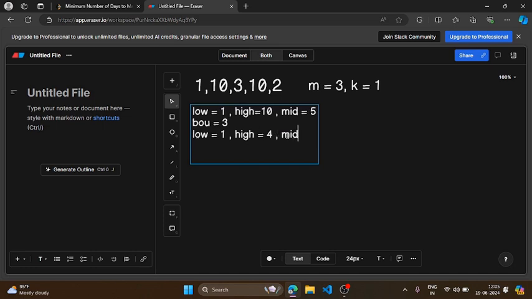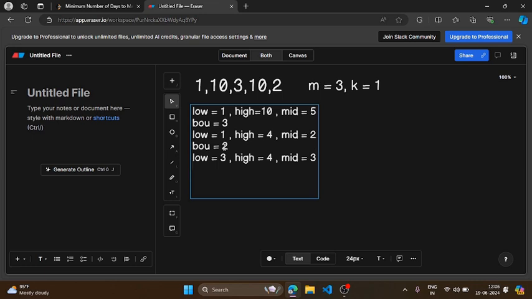So for this particular thing, my mid will be (1 plus 4) by 2, which is 2. Now for day 2, I will check how many bouquets I can make. I can see on day 2 only 2 bouquets are possible to make. So my bouquet number is 2. Now my required number of bouquets was 3, and here I'm getting only 2, right? So I will have to increase my day and check for higher days, because we are getting fewer bouquets. So I will increase my low to mid plus 1, which is 3, and my high will be 4 only, right? Now again let me find the mid, which is 7 by 2, 3, right?